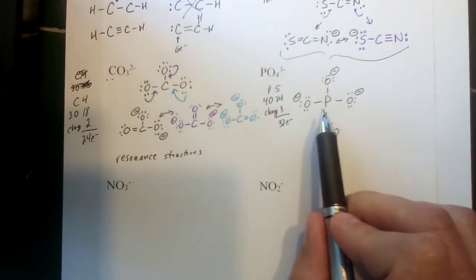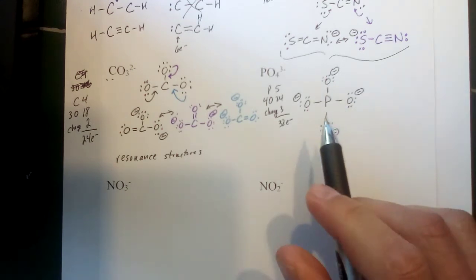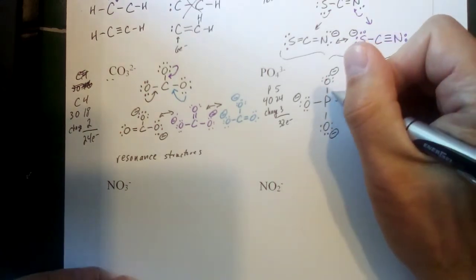So phosphorus starts with 5 valence electrons. In this situation, it has 4 bonds. So that'd be 5 minus 4 minus 0, plus 1 on the phosphorus. Now, we want to minimize formal charge when we can, and here's where another issue comes up that we'll have to look out for in our structures.